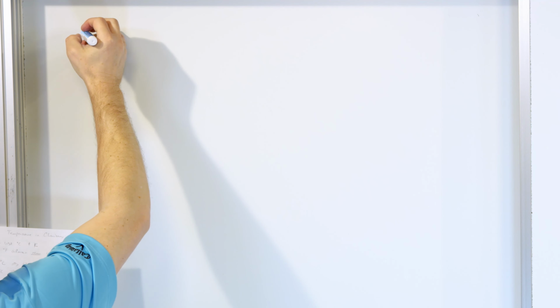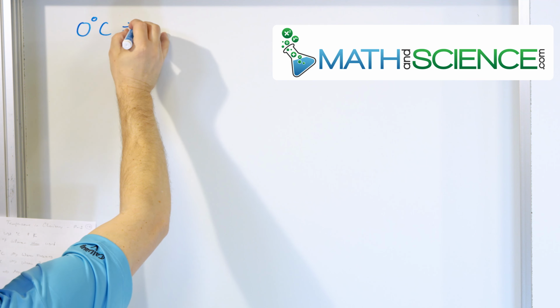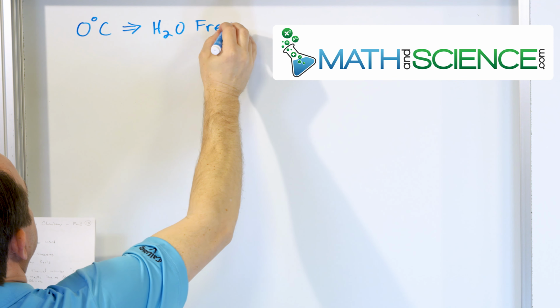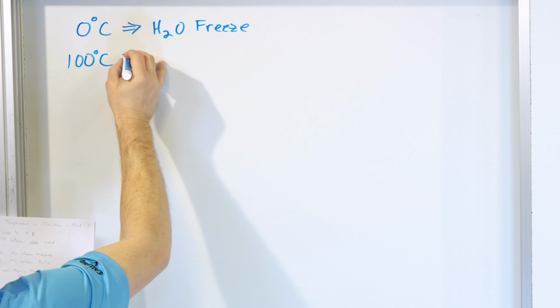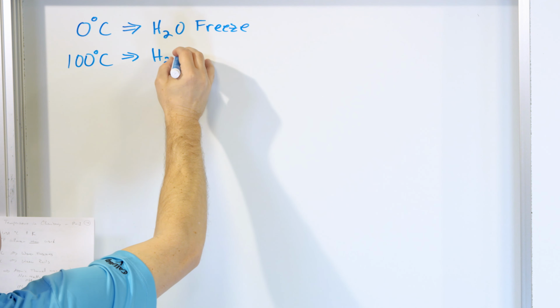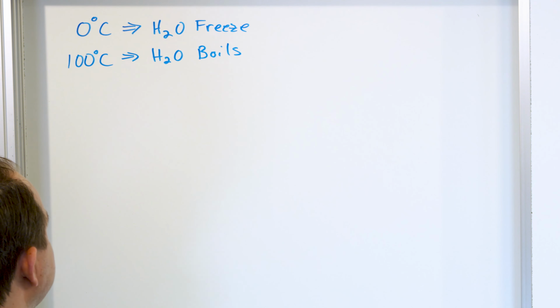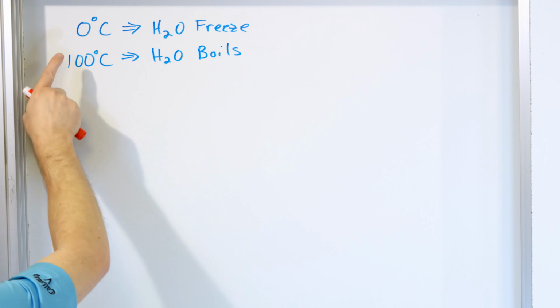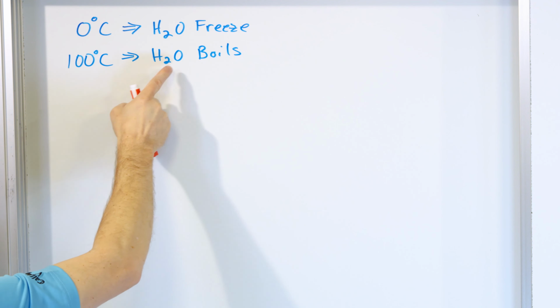Just think about what Celsius is. We know that 0 degrees Celsius is when water freezes, right? And 100 degrees Celsius is when water boils, right? Now, the only other thing I really want to put down here is that we have very good familiarity with Celsius because the 0 point is when water freezes, the 100 point is when water boils.